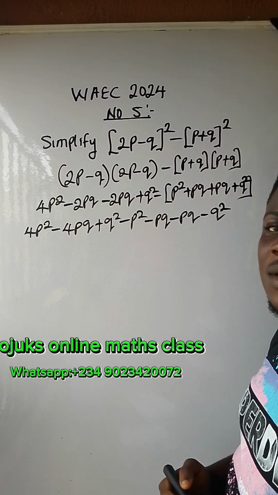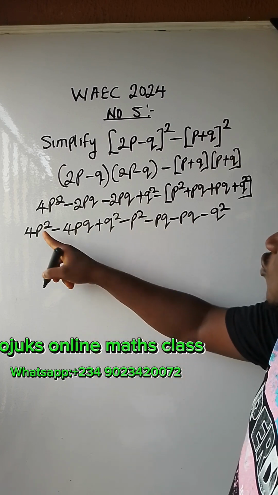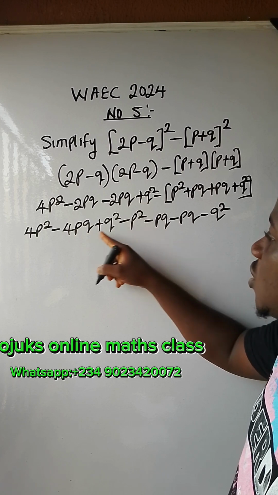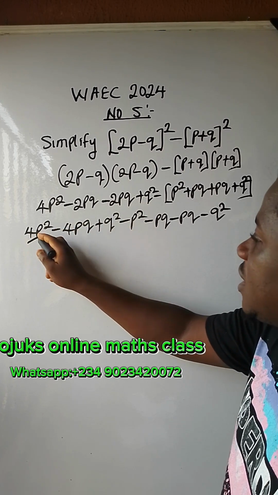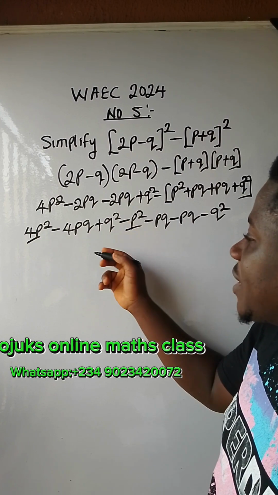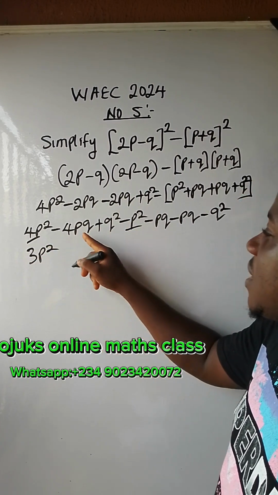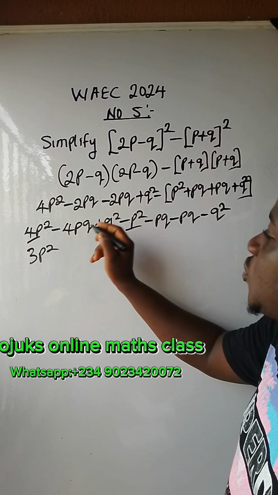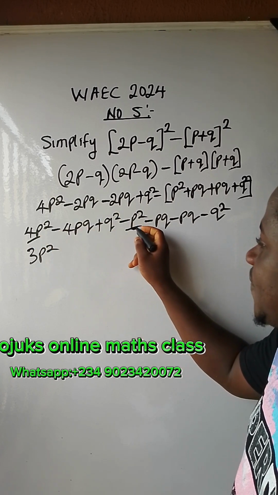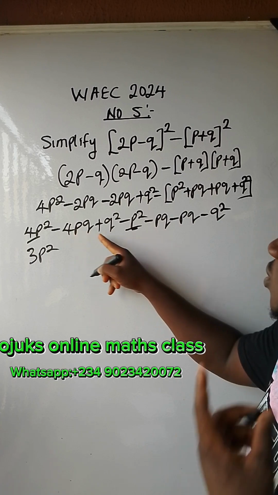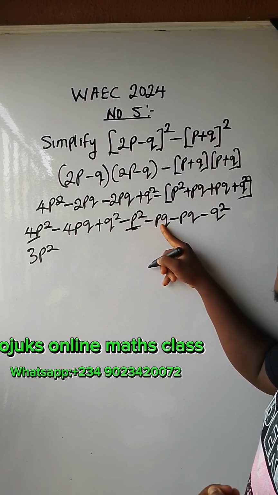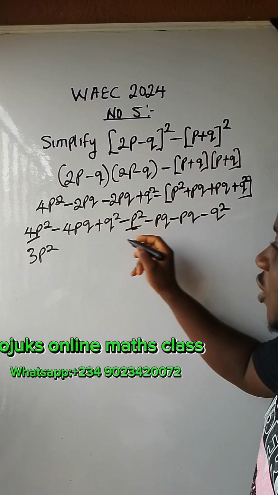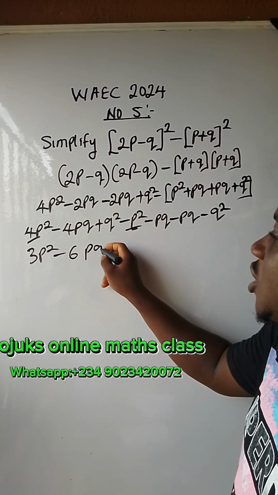Now let's collect like terms. 4p squared minus p squared, they are like terms. So 4p squared minus p squared is 4 minus 1, which is 3, so that should be 3p squared. Then minus 4pq minus pq is minus 5pq. Then minus 5pq minus pq is definitely minus 6pq. So we have minus 6pq.